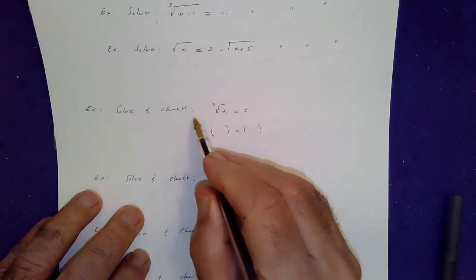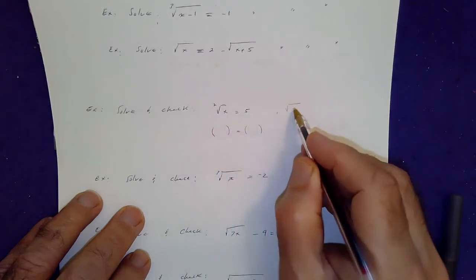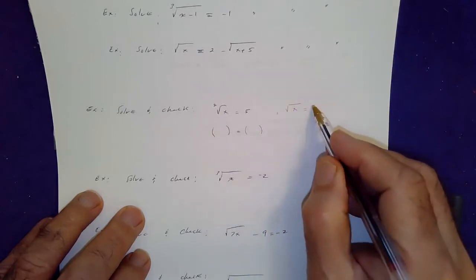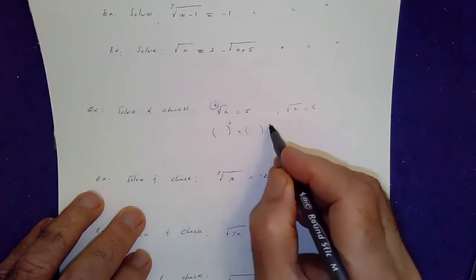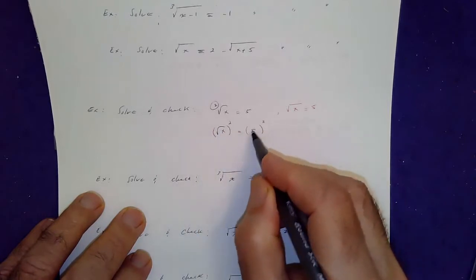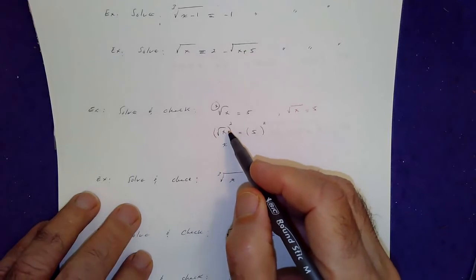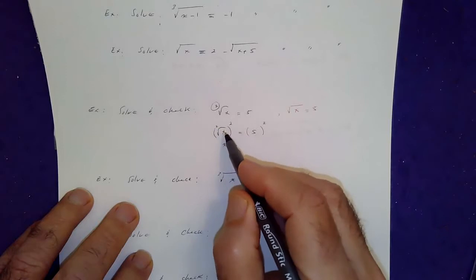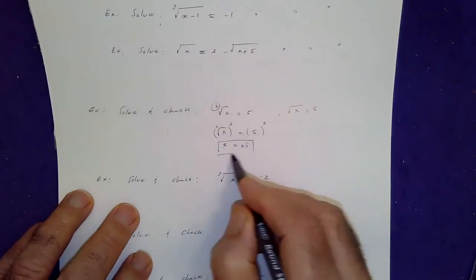Let's say the problem is solve and check: square root of x is equal to 5. Remember, sometimes there is no index, so by default that means it's 2, which means you're dealing with the square root. Because the index is 2, I'm supposed to raise both sides to the power of 2. So I get x, because when you raise a radical to the same power as the index, the radical sign disappears. So the final answer is 25.